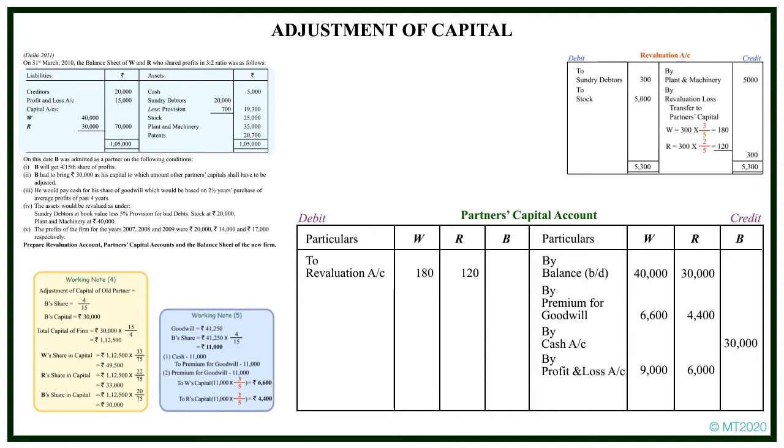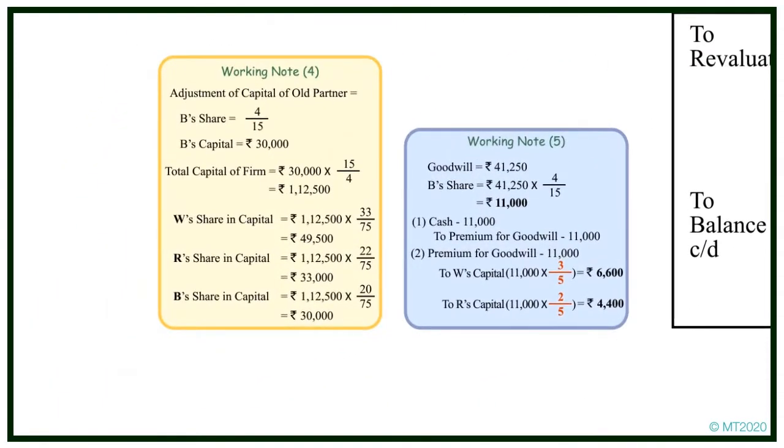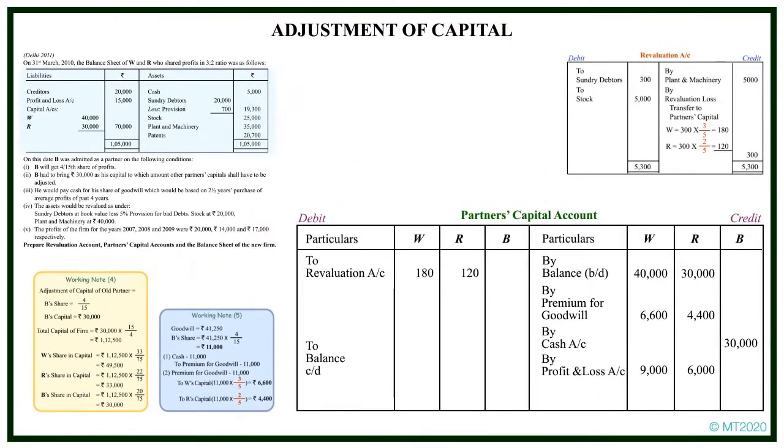Next, we would post the balance c/d from our working note, because in this question we have already found out the closing balance of capital for the partners W, R and B in working note number 4. So from working note number 4, you would post the closing balances of the partners into the debit side of the partners' capital account. For W 49,500, for R 33,000 and for B 30,000. On finishing this posting, we are supposed to total the debit side and credit side. The total of debit side and credit side should be equal.